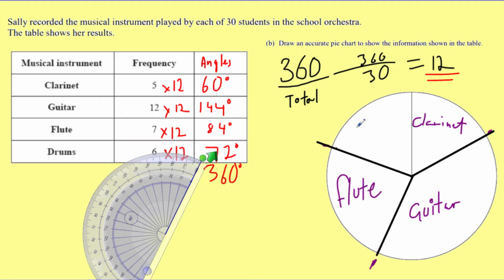And the last one is the drums. Okay, and then that's done. We don't have to measure the last one because we know that he's had 360. We've done the other three correctly, as accurate as we can. The last one's going to be 72 or thereabouts. So we're happy with that.